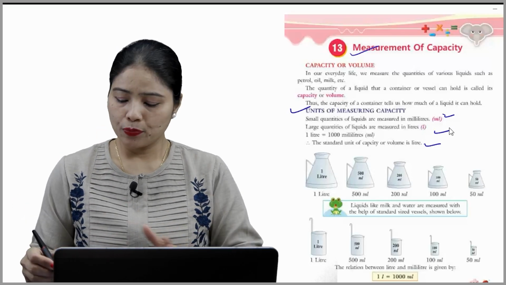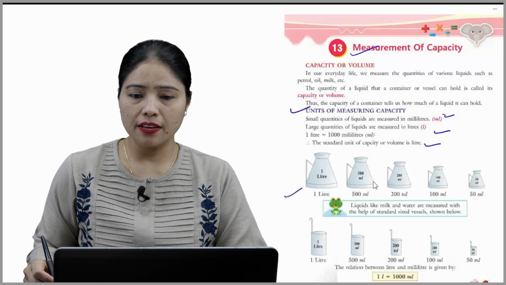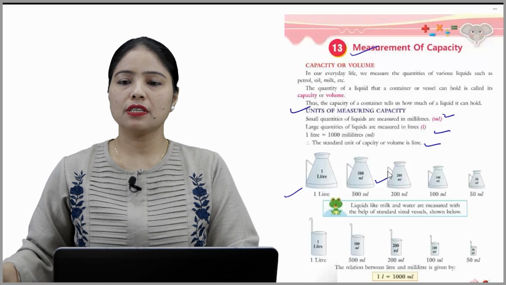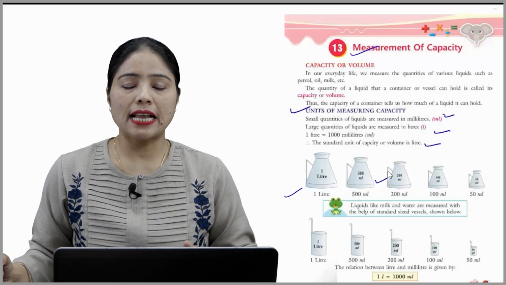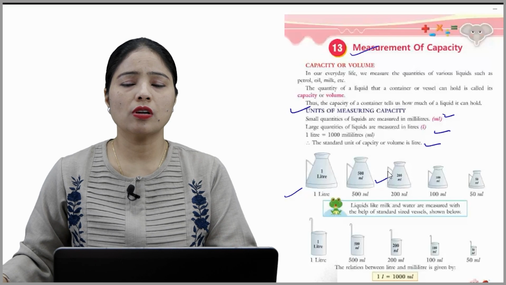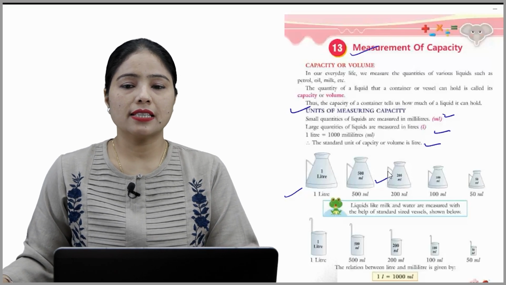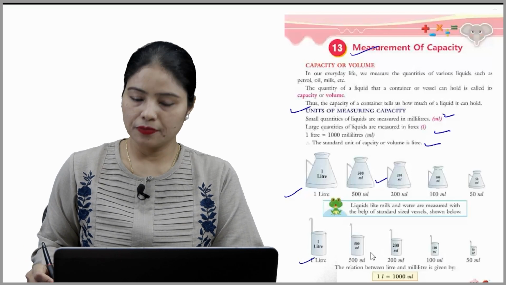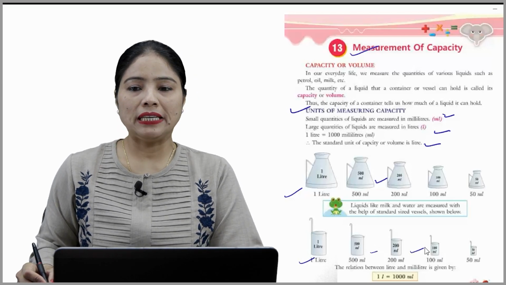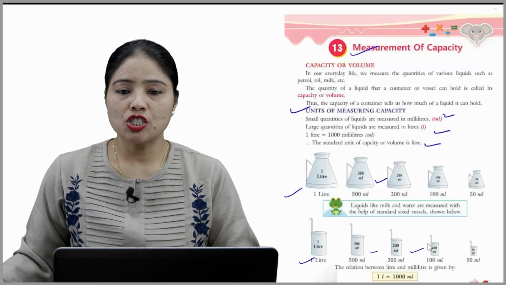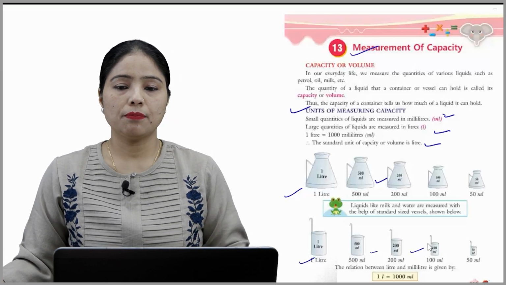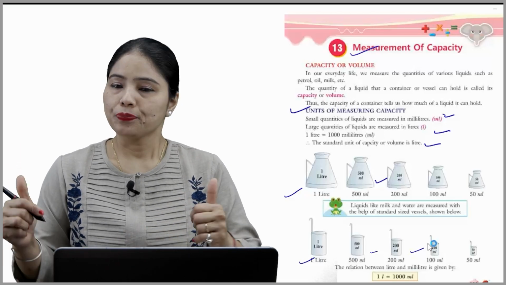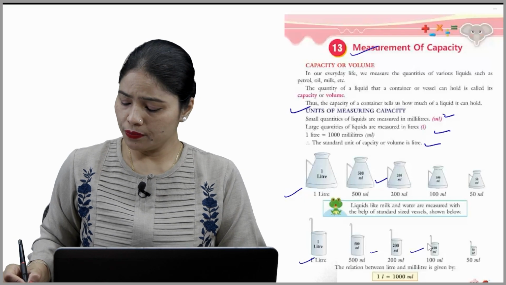So now this is a 1 liter volume. How much will it hold? 1500. This is 200 milliliter. This is 100 milliliter, and this is 50 milliliter. The liquids like milk and water are measured with the help of standard size vessels shown below, like that one, 1 liter, 500 milliliter, 200 milliliter, and so on. The relation between liters and milliliters is given by 1 liter is equal to 1000 milliliter. Hope you understood well. So now move on next.